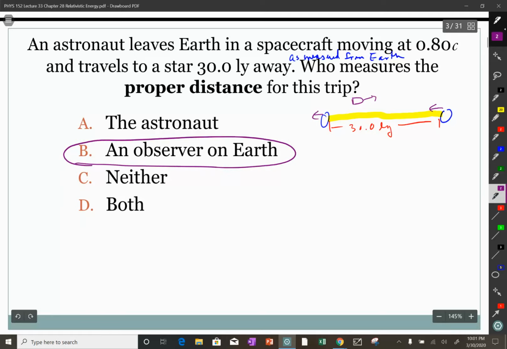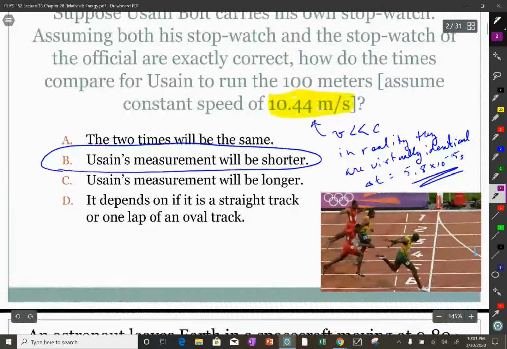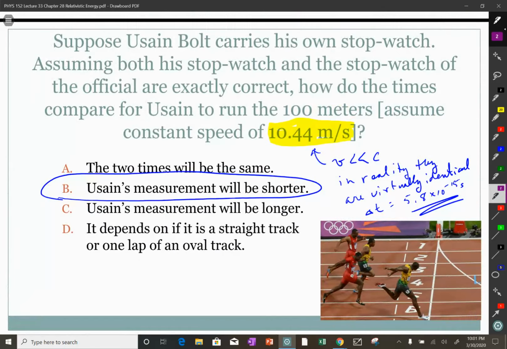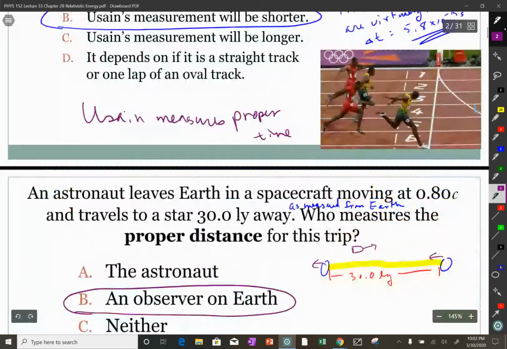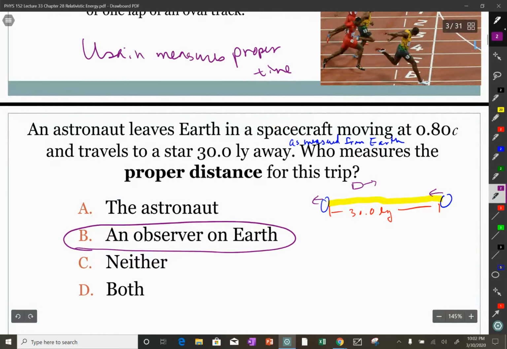It's really important to be able to identify the proper frame for distance and the proper frame for time. So that's why I went through these two problems so we could determine the proper time is measured by Usain. But the Earth measures the proper distance or proper length.